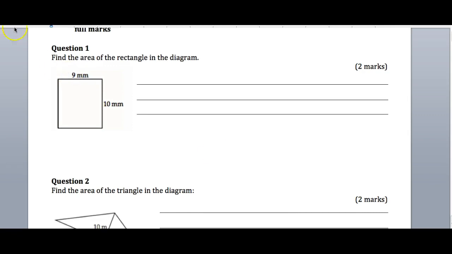So find the area of the rectangle in the diagram. Okay, so the area of a rectangle, start by writing the area formula. So area equals length times width. Length is 9, width is 10. Doesn't matter your order because 9 times 10 is 90 and 10 times 9 is also 90. And let's write the unit, so millimeters squared.